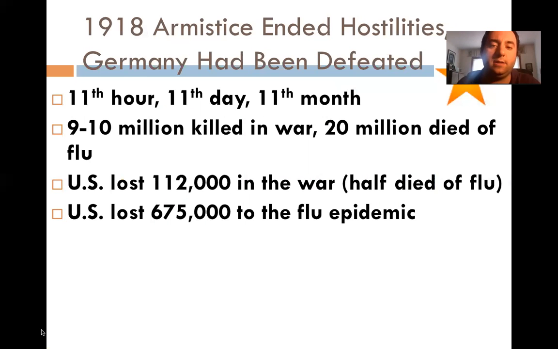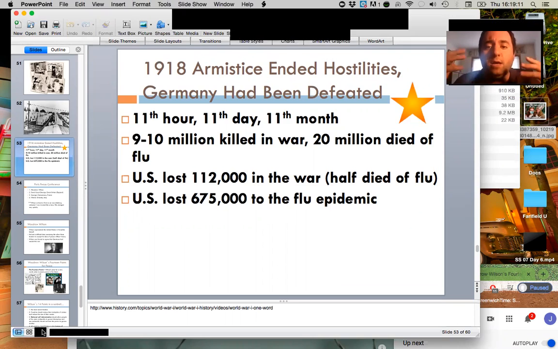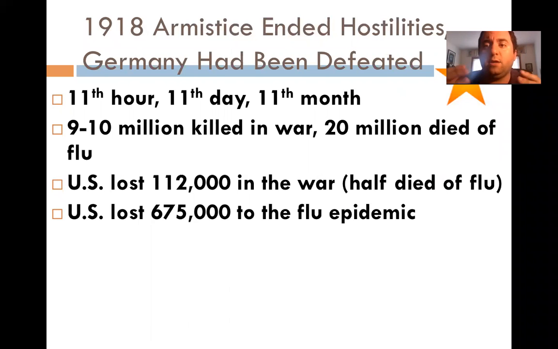When does World War I end on the left? In 1918, an armistice ends the hostilities, and Germany basically has been defeated. 1918, armistice ends the hostilities. So the war is over.